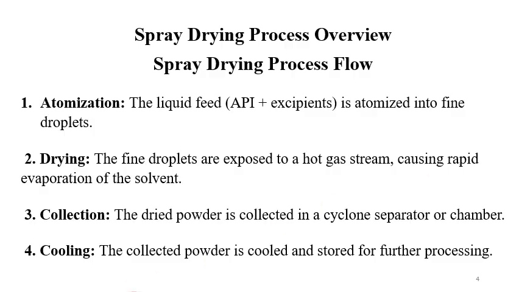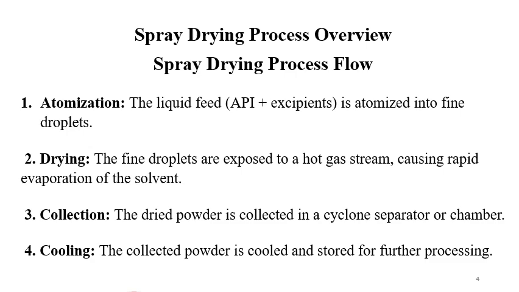Now coming to the spray drying process flow. So first is atomization, second is drying, third is collection, and fourth is cooling. Atomization of the liquid into the drying chamber. The liquid feed is atomized into fine droplets so that you can get the fine powder particles.